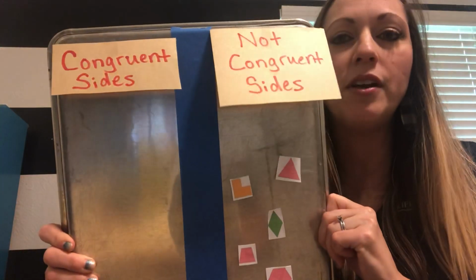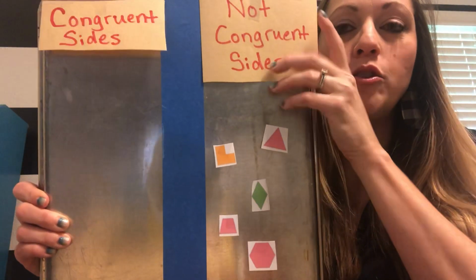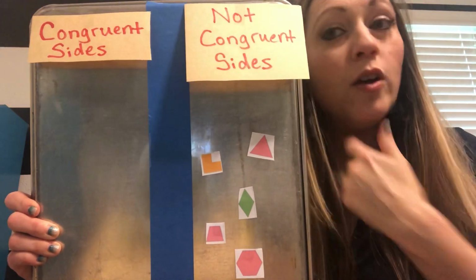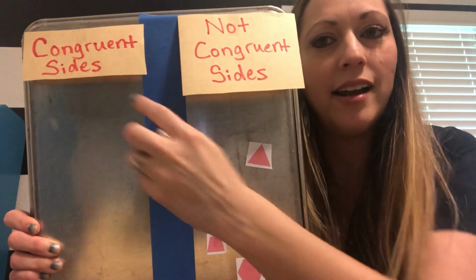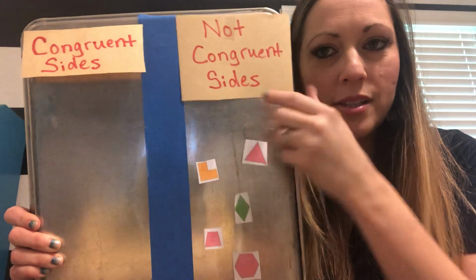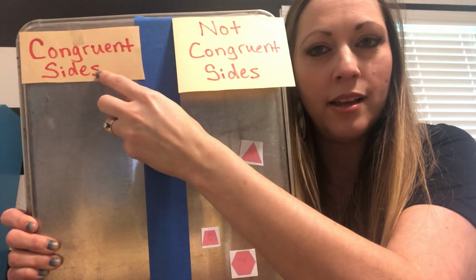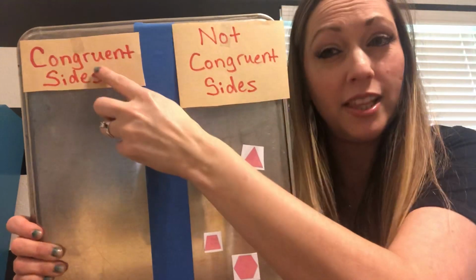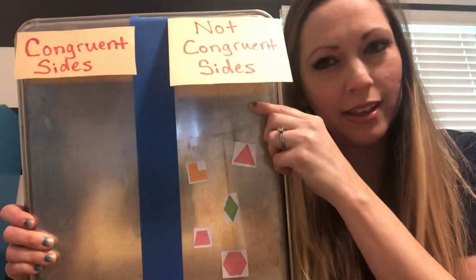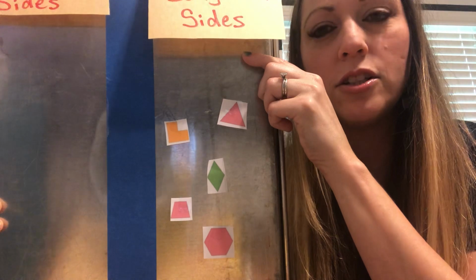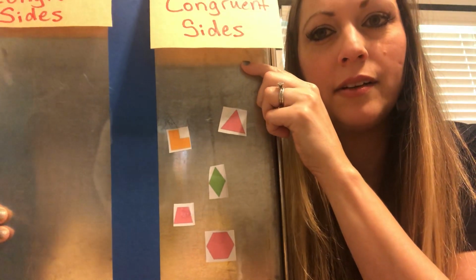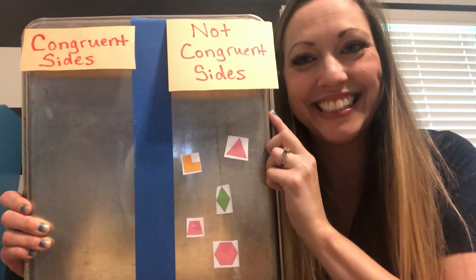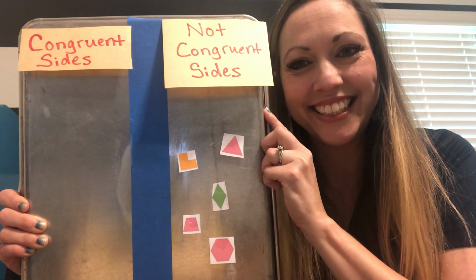Now, what I would love for you to do is draw these shapes just on a piece of paper and then sort them by congruent sides and non-congruent sides. So the same length of sides and not the same length of sides. And here, right here, just so y'all can see it real good. All right, you can pause this video and do your sorting.